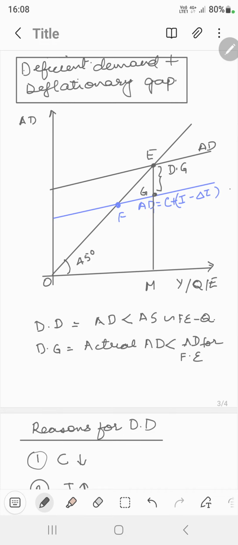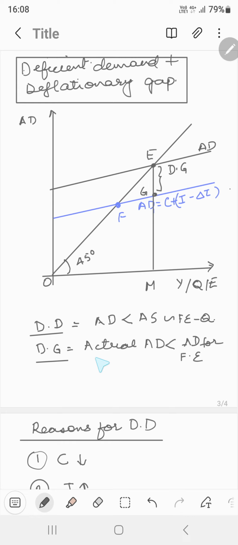The next concept we are talking about from chapter 9 is deficient demand and deflationary gap. Before we talk about this diagram, first let's understand the terms deficient demand and deflationary gap. Basically, deflationary gap is caused by deficient demand. So what is deficient demand? Deficient demand is less. But what kind of demand is less? The aggregate demand is less than the aggregate supply required for full employment equilibrium level of output. So this deficient demand leads to a situation of deflationary gap.